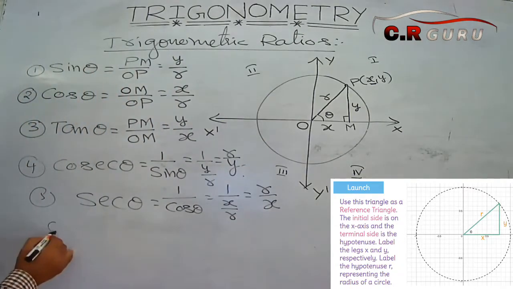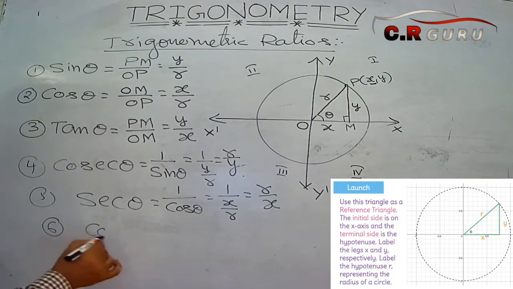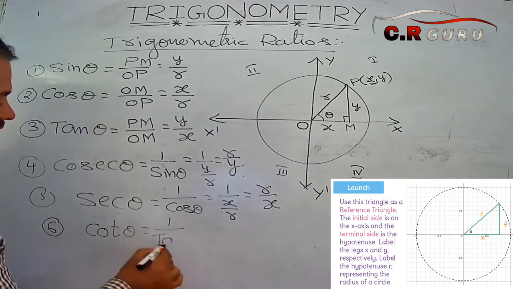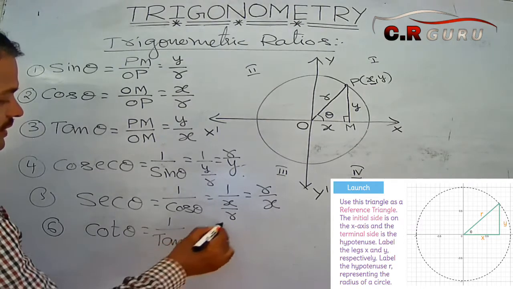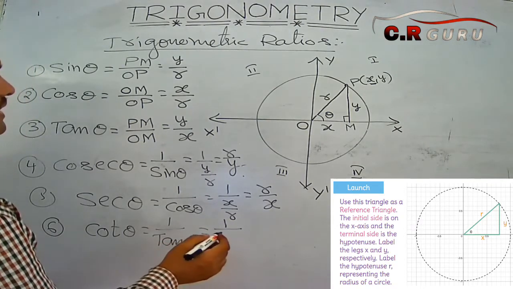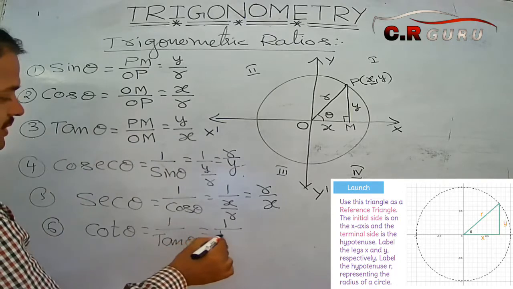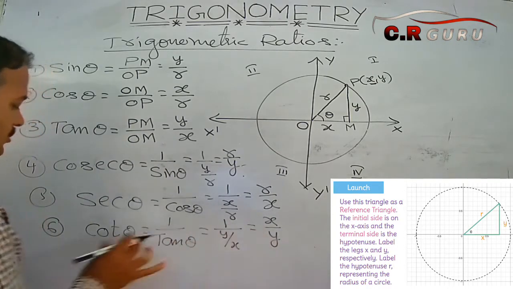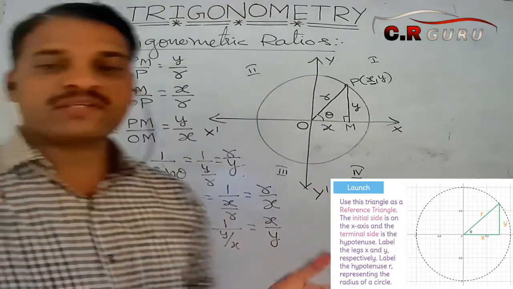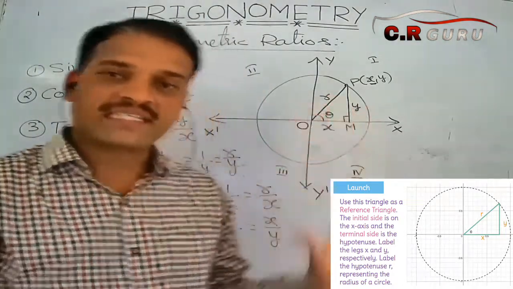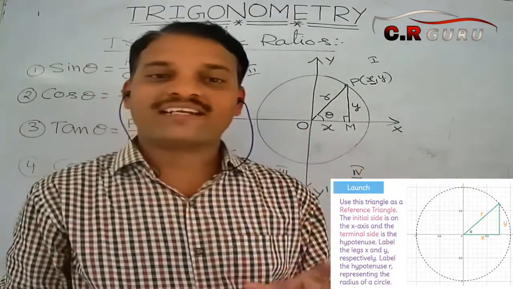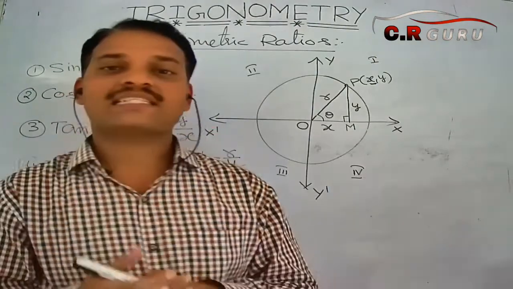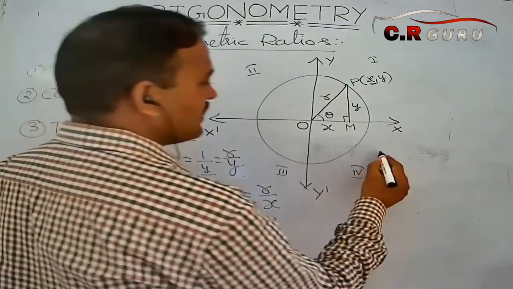Similarly, the sixth one is cot theta. Cot theta is the reciprocal of tan theta. So 1 by tan theta, and tan theta is y by x. Taking the reciprocal is x by y. So cot theta is equal to x by y. That is the definition of the 6 trigonometric ratios, friends. Then for the 3 trigonometric ratios and their reciprocals, some relations will be there. I want to explain those relations also.